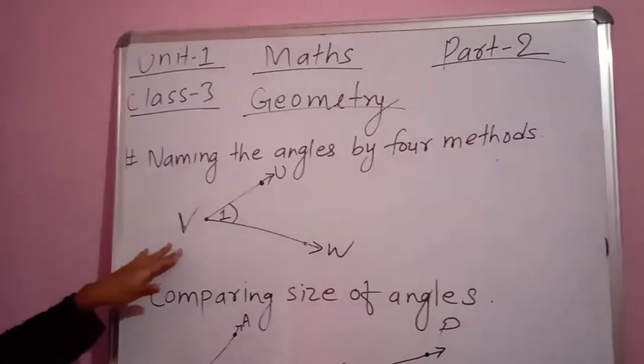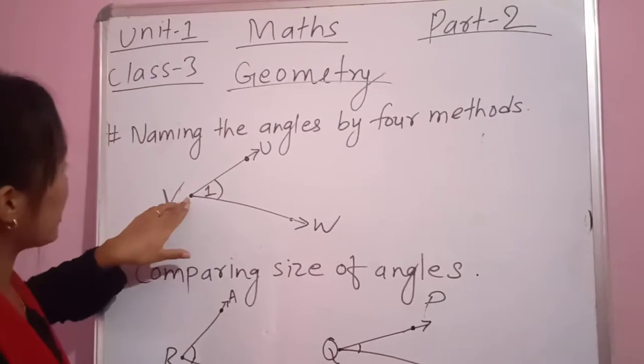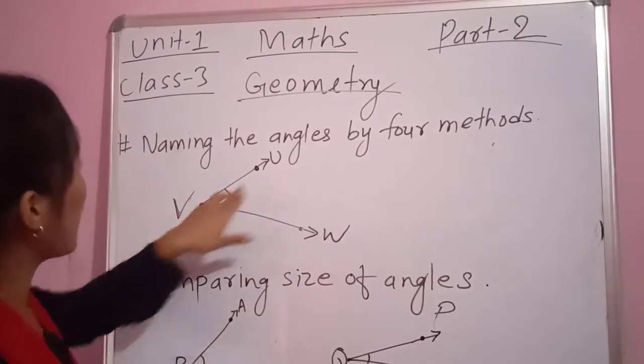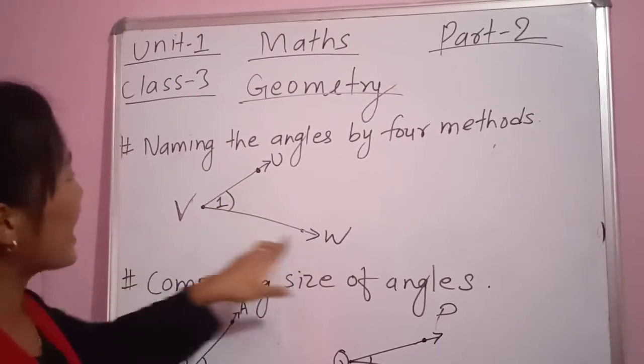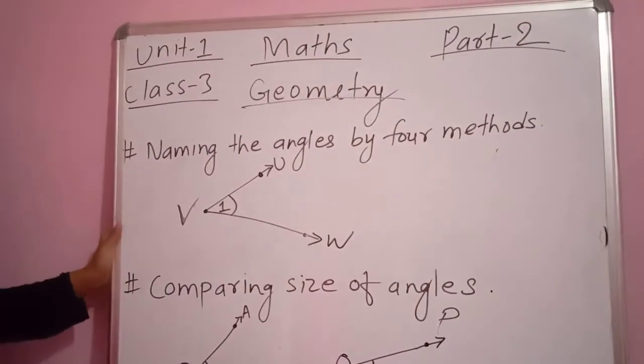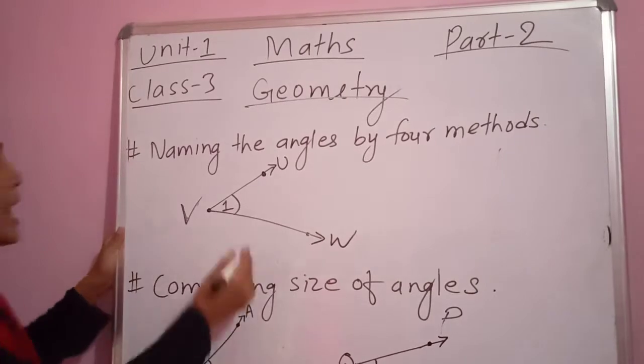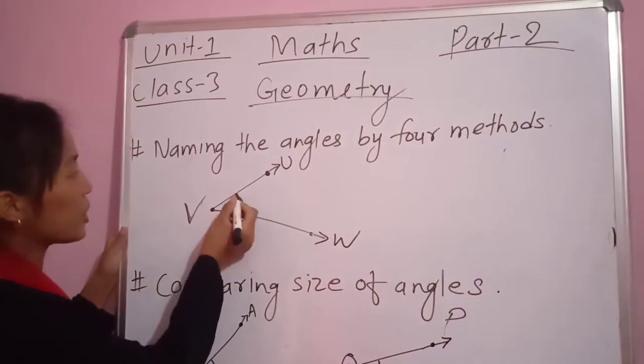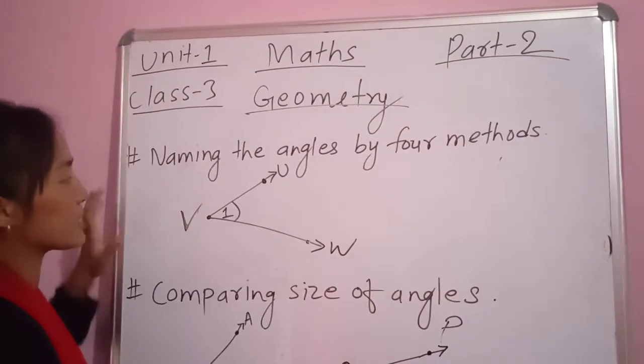So, here the alphabets are U, V and W. Okay, U, V and W. Now I am going to tell you the first method. And you know about the angles, isn't it? The space that is formed between the two rays is the angle.